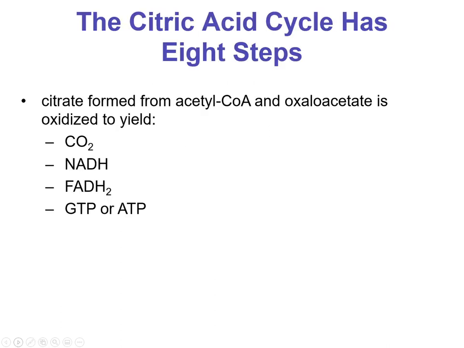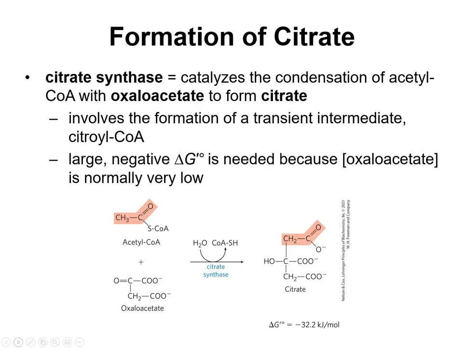The citrate that's formed from acetyl-CoA and oxaloacetate is oxidized to make carbon dioxide, NADH, FADH2, and either GTP or ATP. We're going to cover that part when we cover all the different steps and all the different enzymes involved. Now we're starting at the top. We've got acetyl-CoA. It is coming in and merging with oxaloacetate. The enzyme that's needed for this is citrate synthase. It catalyzes the condensation of acetyl-CoA with oxaloacetate.